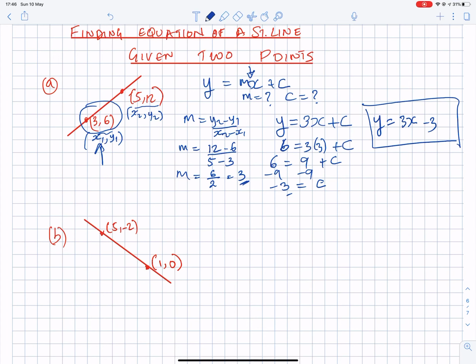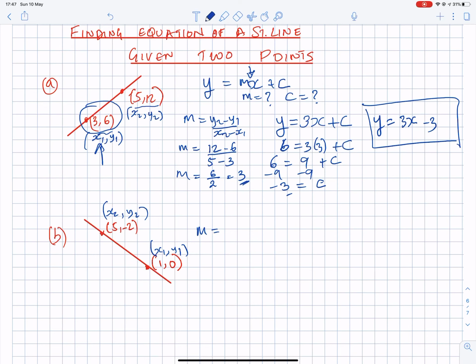Now for b, I also have 2 points. So similarly, you need to find the gradient. At this point you can pause and have a go and come back. Okay, so m, change in y divided by change in x. I'm not going to repeat the formula, it's just up there. So if I make this x1, y1, it doesn't matter which one you make x1, you just need to make up your mind. So I'll make this one x2, y2.